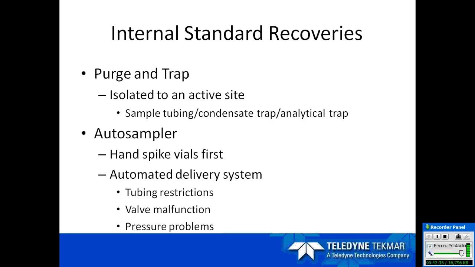You always want to hand spike your vial first, no matter what you do. Hand spike your vial to make sure you're getting your recoveries the way you want them. Then you check your automated delivery system. Are there any tubing restrictions? Is your internal standard manifold valve functioning correctly? Then you want to check your pressure problems. You're not getting enough pressure to force the sample in your internal standard valve and vessel through the manifold valve. That's where we want to make sure our systems are staying anywhere between 6 to 8 psi.